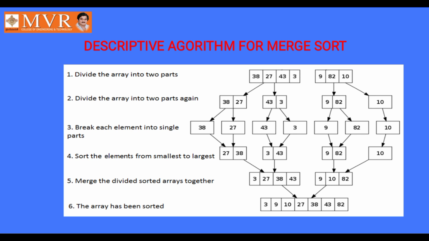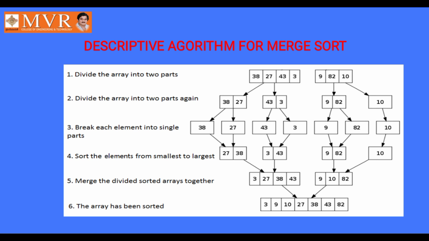Divide the array into two parts. In the first step, they are telling us to divide the array into two parts based on the mid value, that is, mid is equal to low plus high by 2. After that, divide the array into two parts again. See, first you can see step 1, step 2 also divides the array into two parts again. Next, step 3, break each element into single parts.